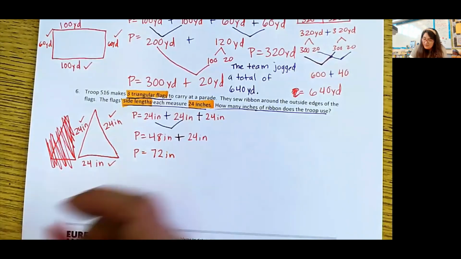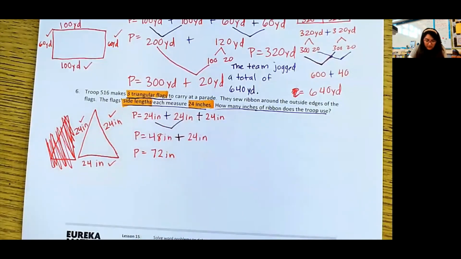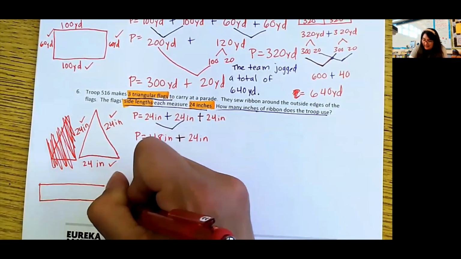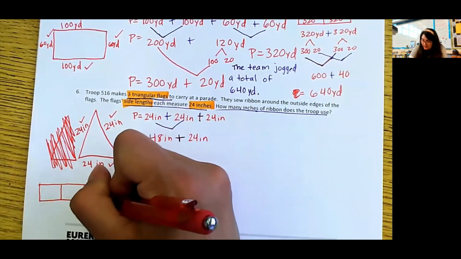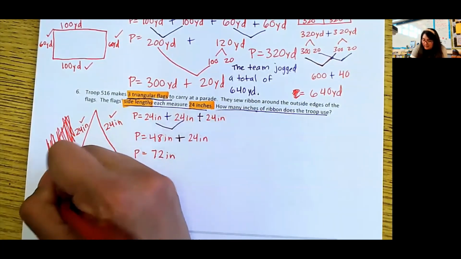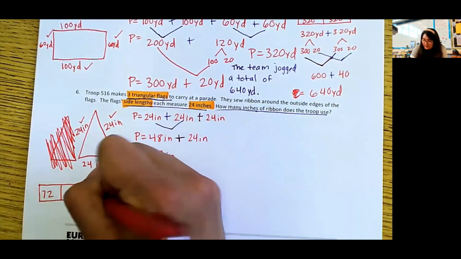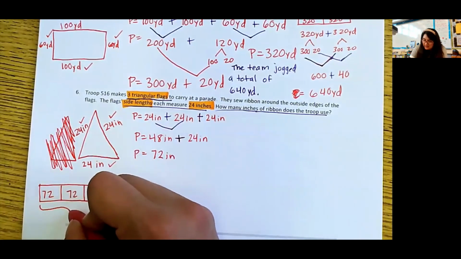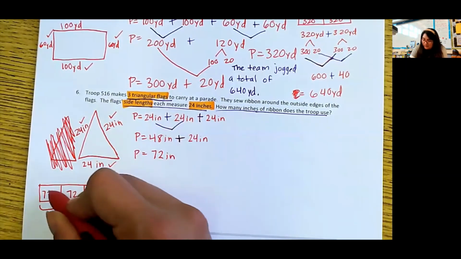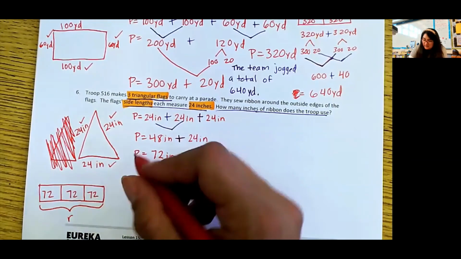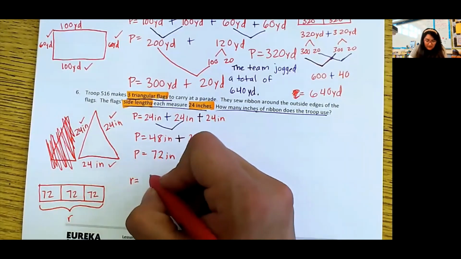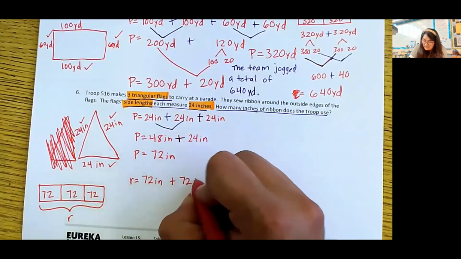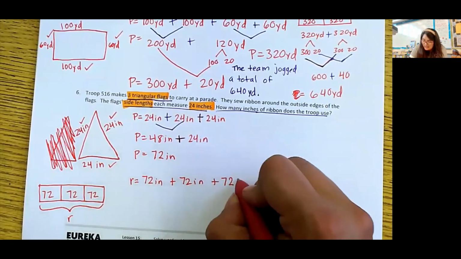So we found the perimeter of one triangle, but we actually have 3 triangles. We have 3 triangles of equal perimeter. So I'm making a tape diagram so that I don't forget that I have 3. And we need to find how much ribbon all 3 take. So to find the amount of ribbon, we're going to add 72 inches plus 72 inches plus 72 inches.